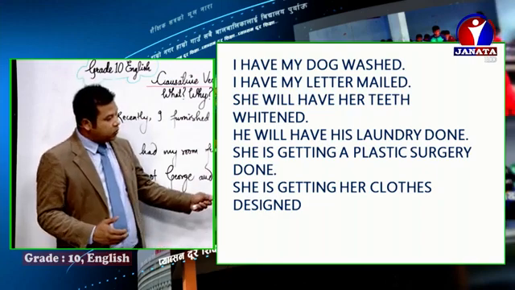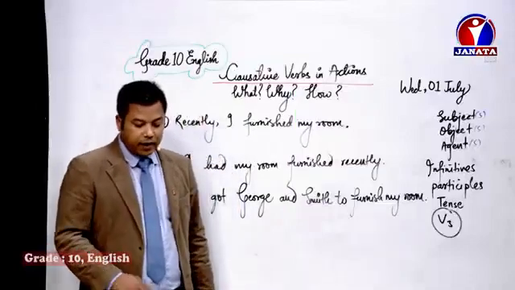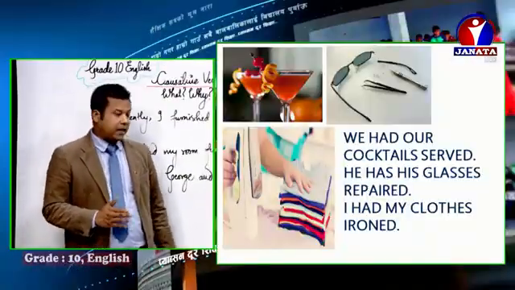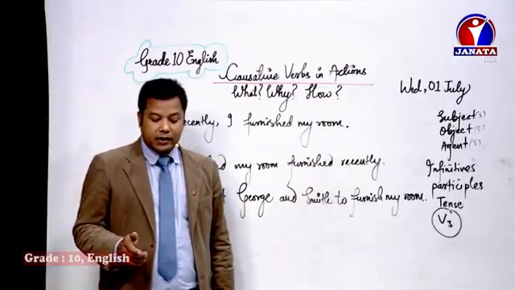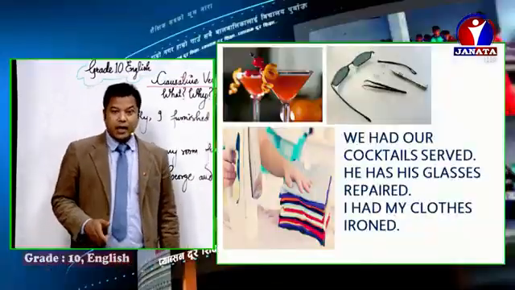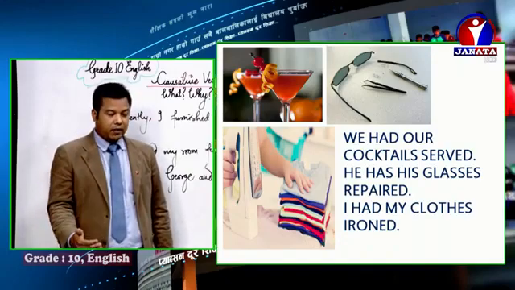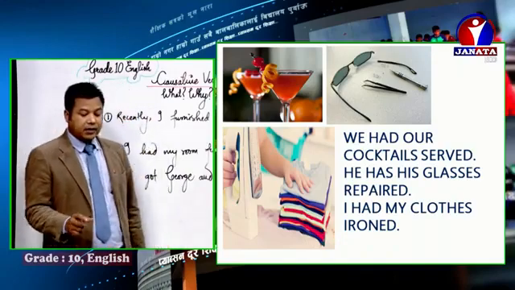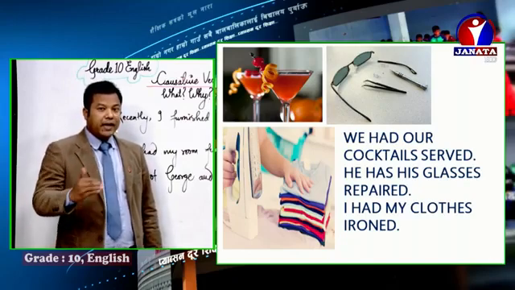Now, where we use infinitives, examples of coming forward. Here too, you have a similar example that matches with the first one that I have kept on speaking. We had our cocktail served. He has his glasses repaired. I had my clothes ironed. Now, in almost every sentence that I am speaking or reading out right now, you must have noticed that the subject is not doing anything.